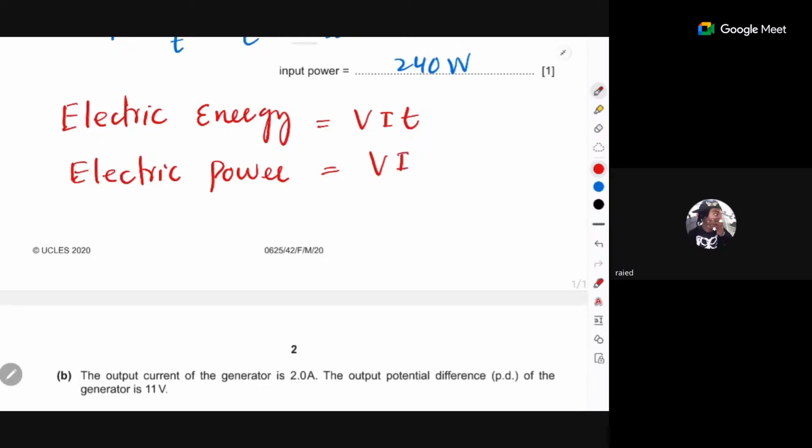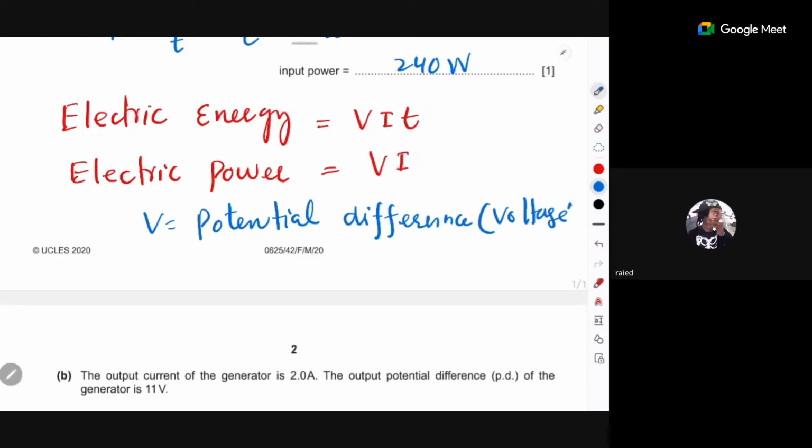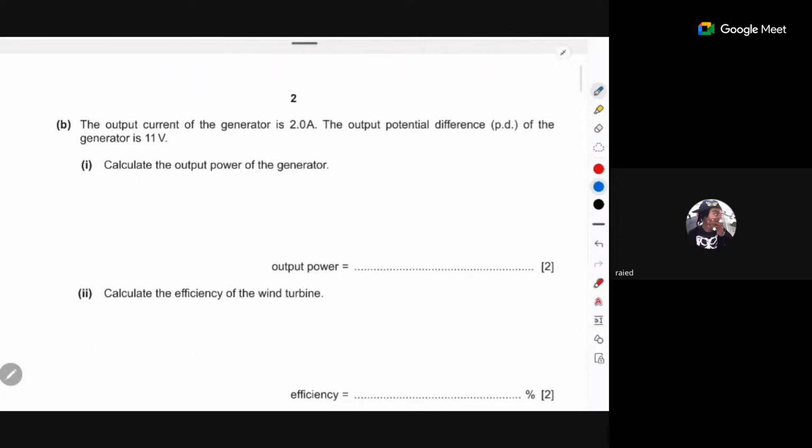You can use this formula, where V is potential difference, that is, voltage. Just recall it, because I will talk about this in detail in the electricity topic. V is the potential difference, the voltage, and I is your current. Correct. You got it.